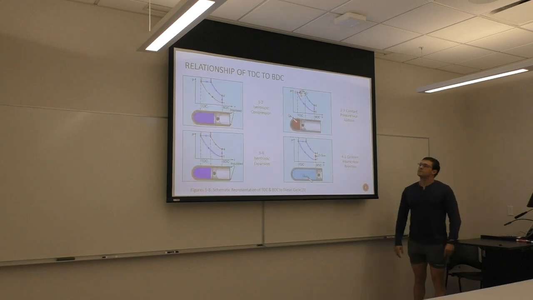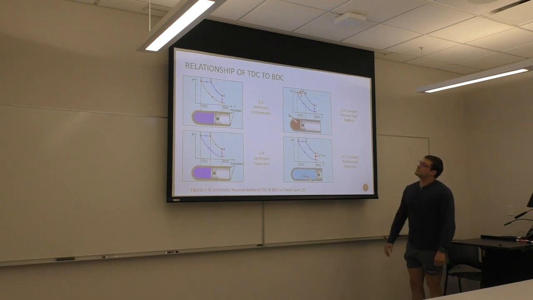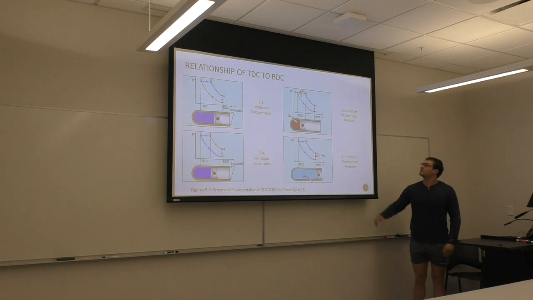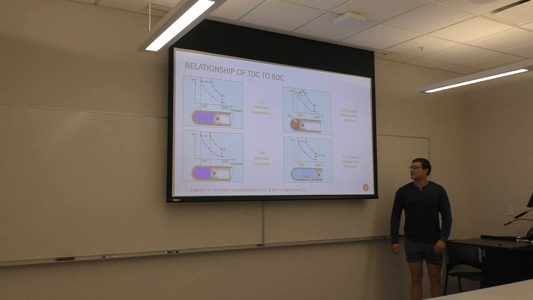So the relationship from top dead center to bottom dead center: you have your isentropic compression from 1 to 2, your constant pressure heat addition from 2 to 3, isentropic expansion from 3 to 4, and then your heat rejection, your exhaust, from 4 to 1.